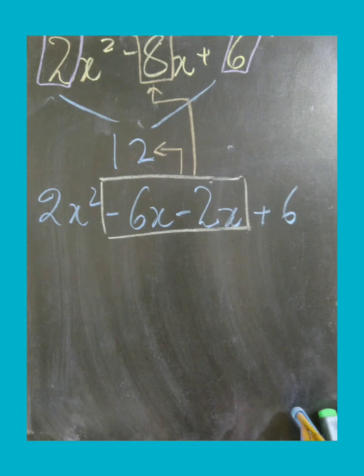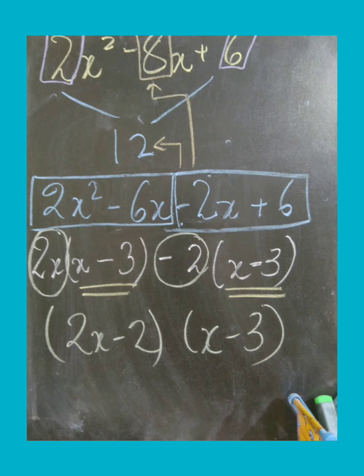So here I have split this equation. If we multiply 6 and 2, I will get 12. So I have to split 8 such that their sum should be 8 and the product should be 12. So I have split minus 8x as minus 6x minus 2x. I will get 8 if I add them, and I will get 12 if I multiply them. After splitting, I have to group them into 2. So 2x square minus 6x I have taken as one group, and minus 2x plus 6 as another group.